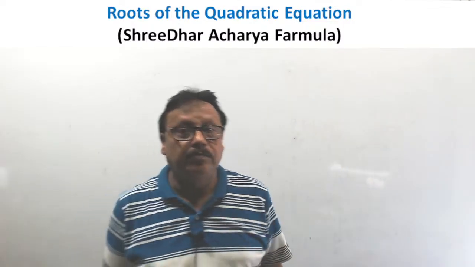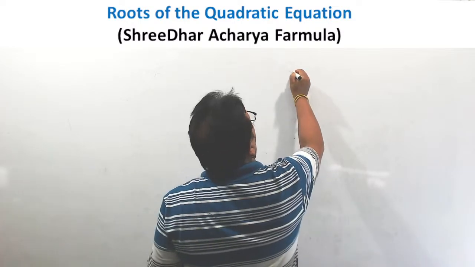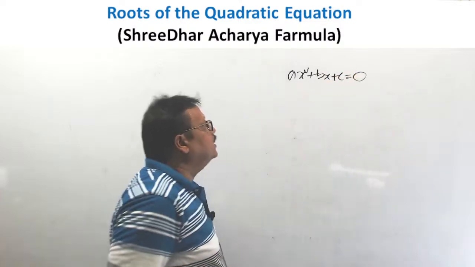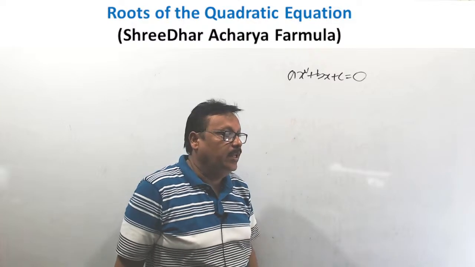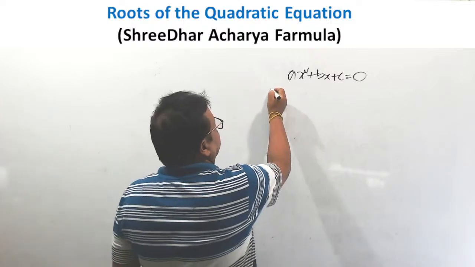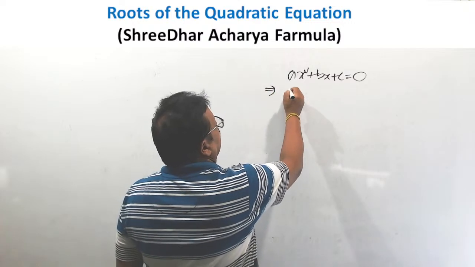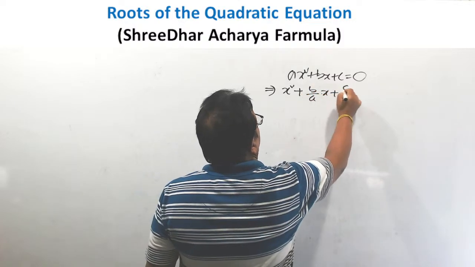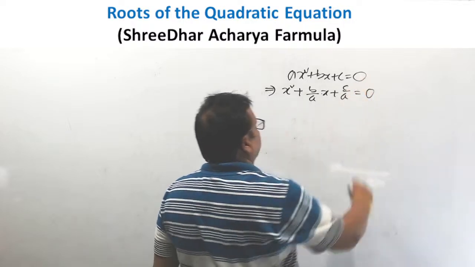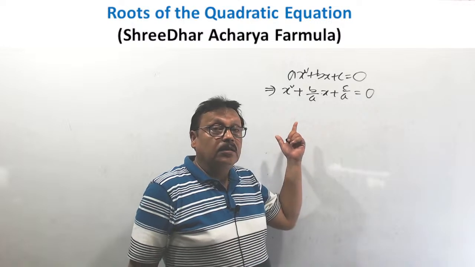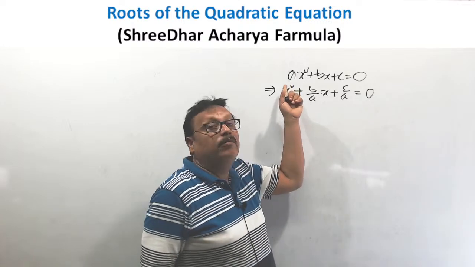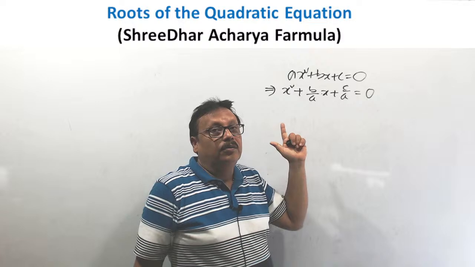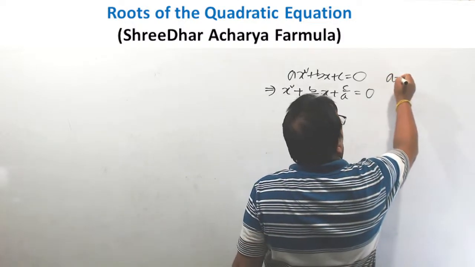So what is the general form again? General form: ax square plus bx plus c equals 0, where a, b, c are real numbers and a is not equal to 0. Clear? Divide both sides by a. That is, a will be cancelled: x square plus b by a into x plus c by a equals 0 by a, that means 0. Do you know the value of a? It is an algebraic constant, but we do not know the value; the condition is a not equal to 0.